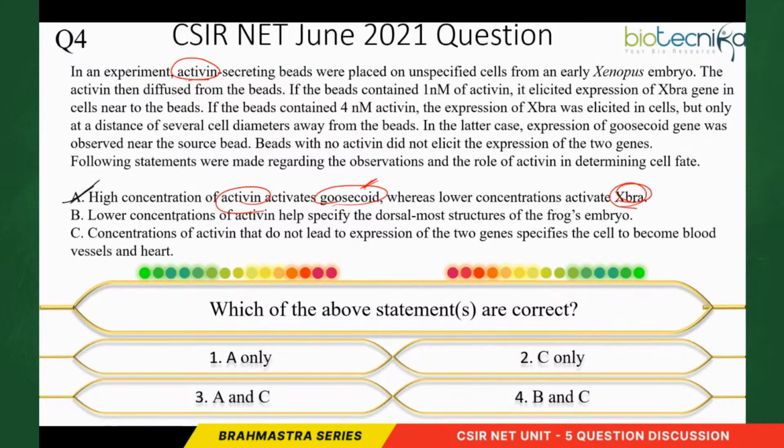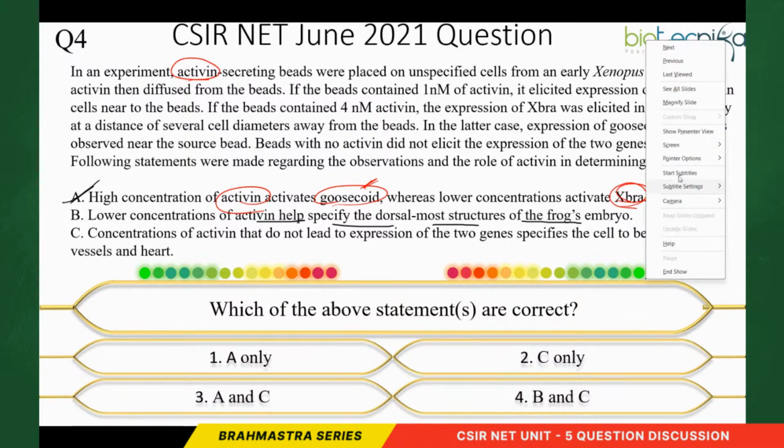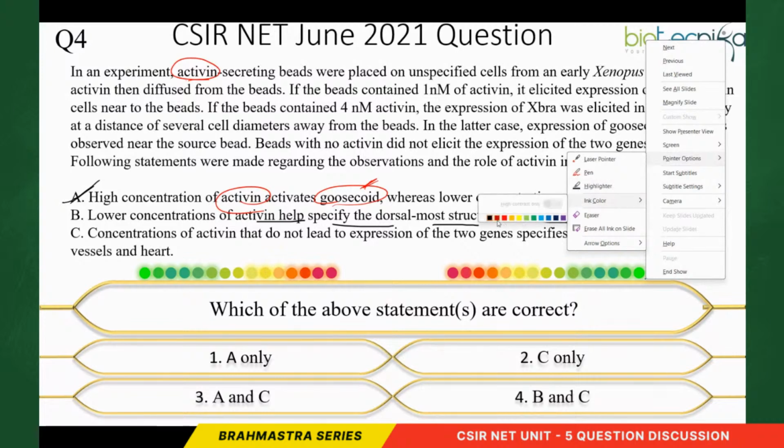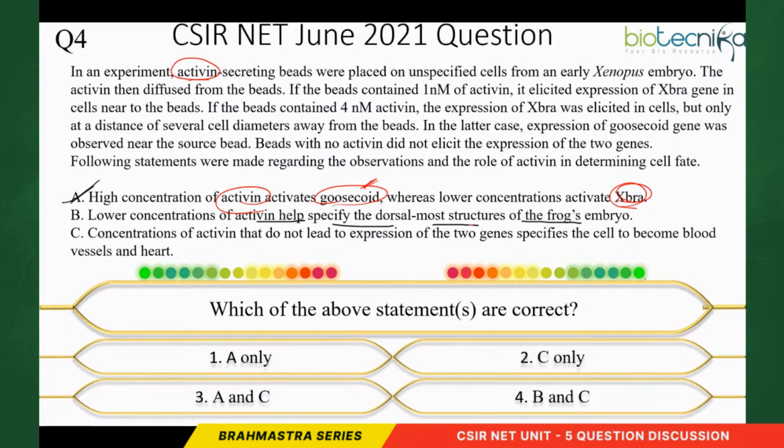So A is correct. Now B says low concentration of activin helps specify dorsal ventral structure of frog embryos. Why? Because the dorsal ventral axis, we know, is specified by goosecoid, isn't it? So if goosecoid is activated, then dorsal ventral structures will be formed. But for high activation of goosecoid, we need high activation of activin. But it is saying low concentration of activin helps specify dorsal ventral. So B is not correct.